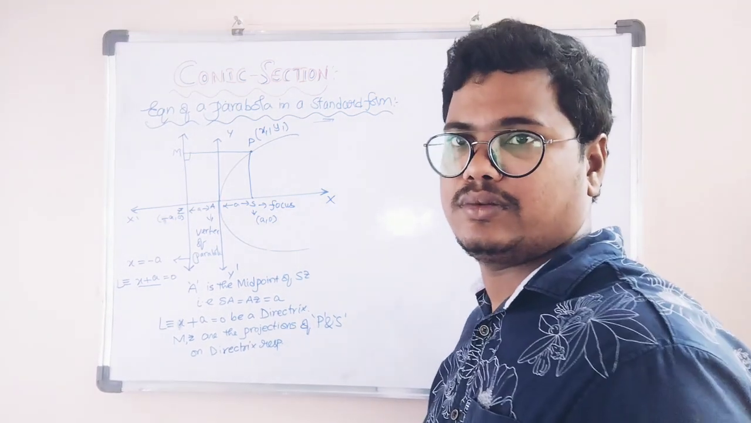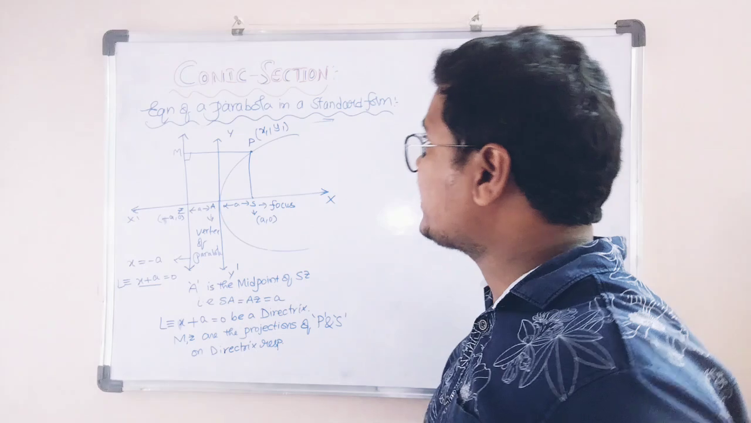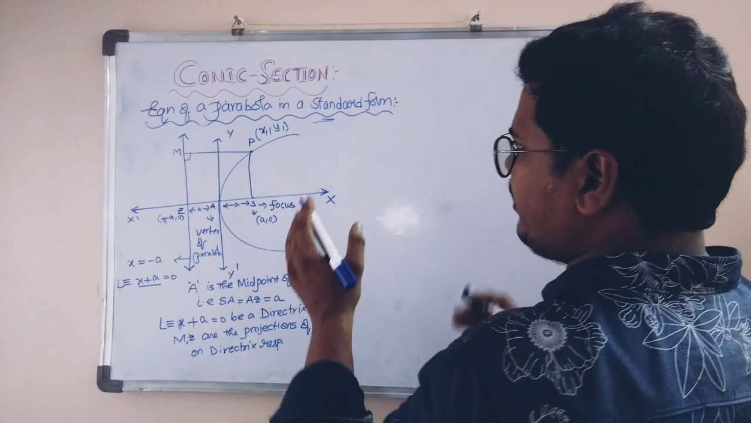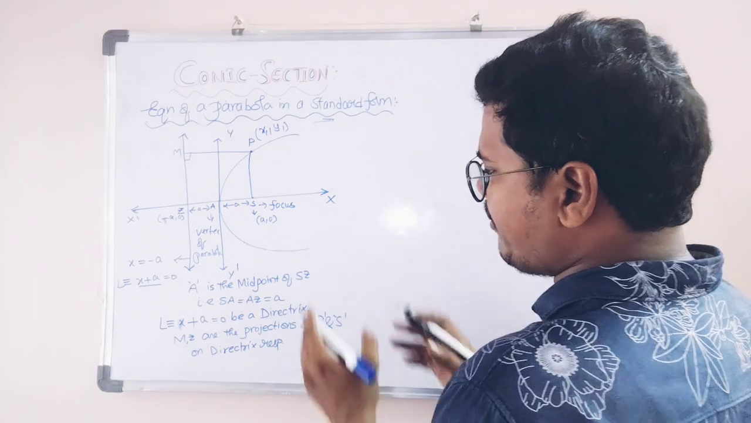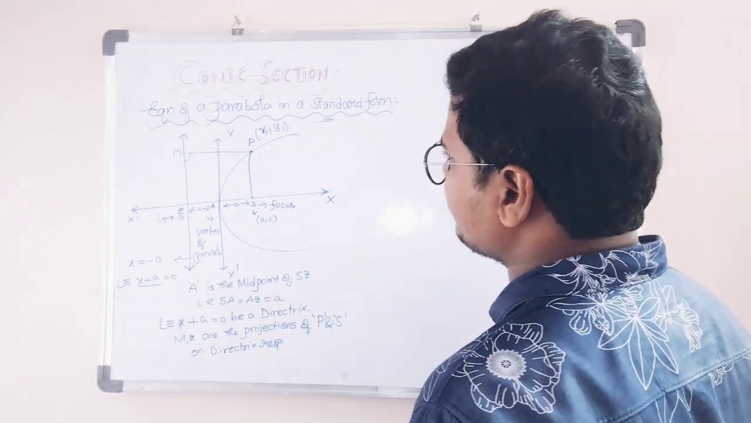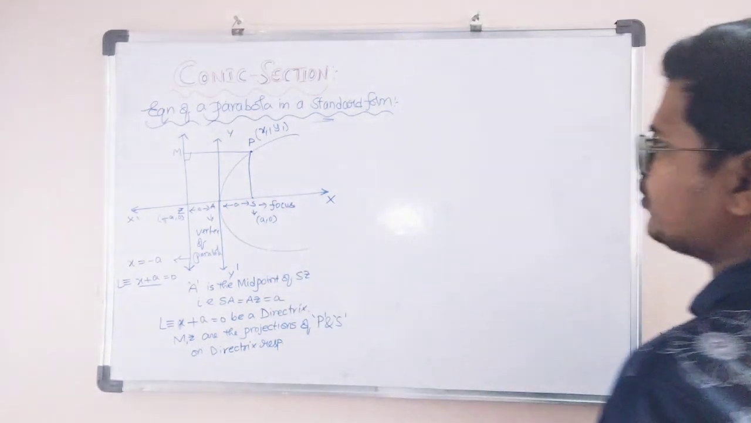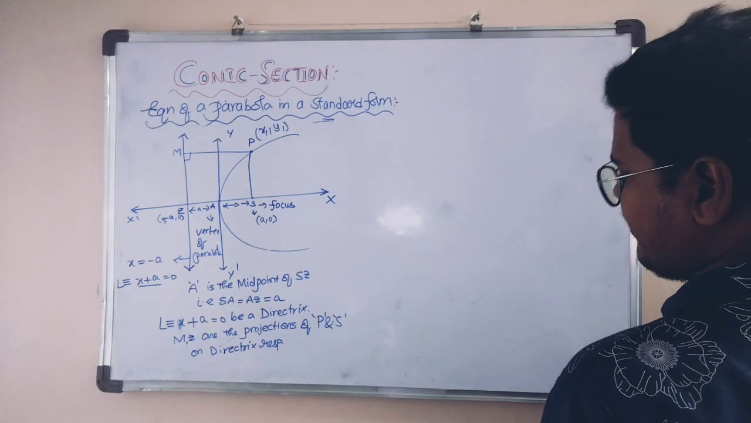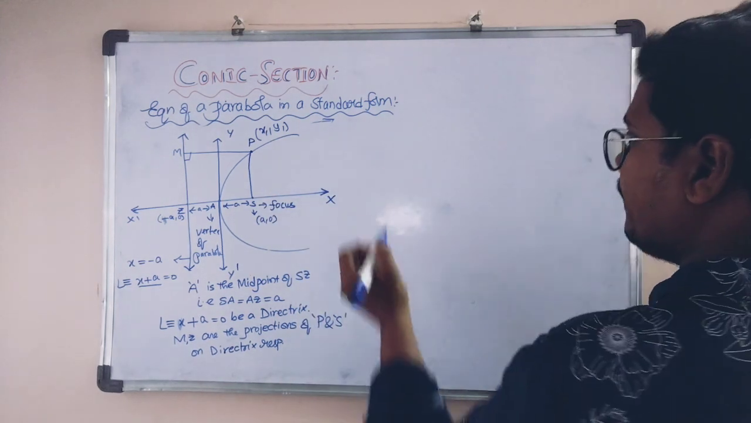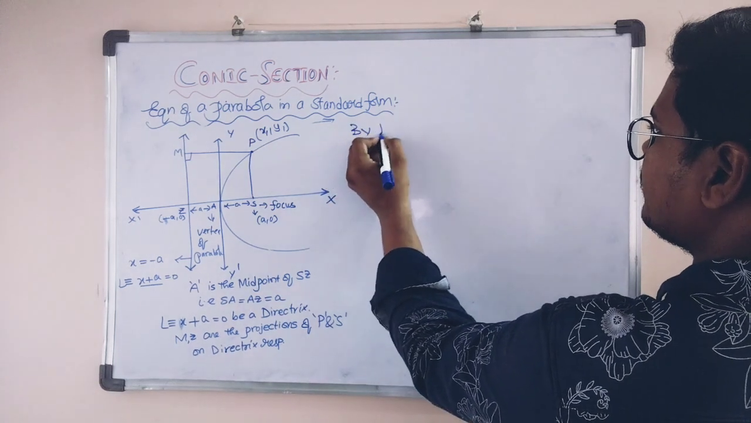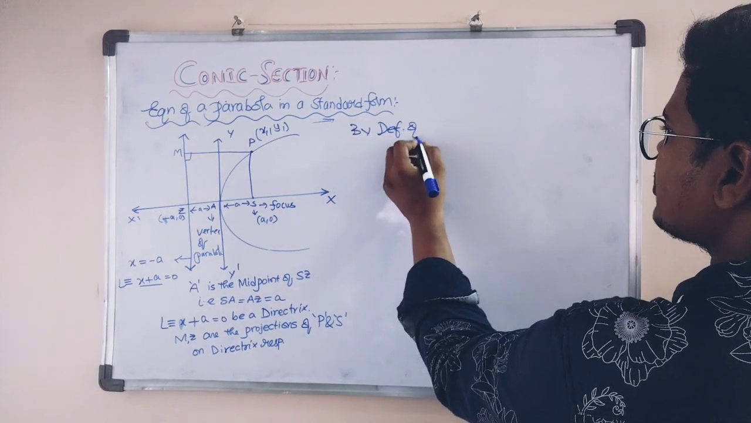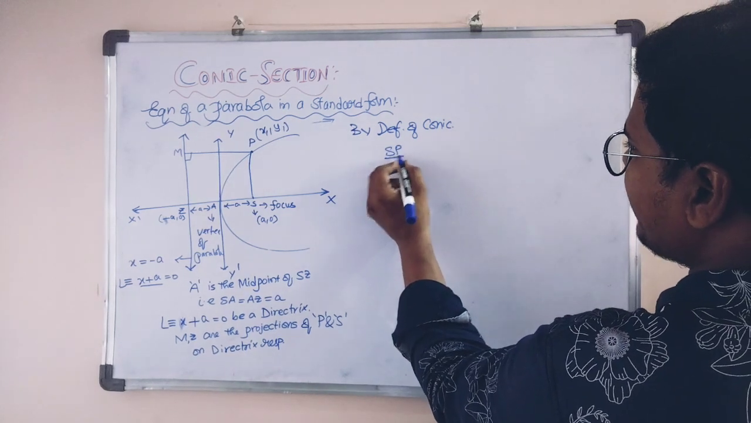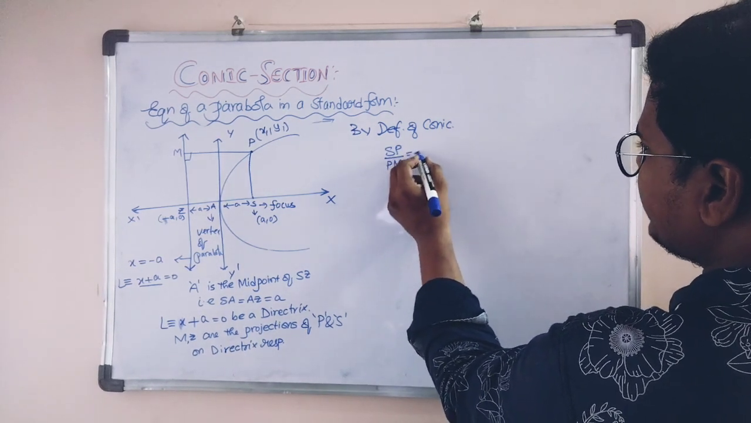And the next case, what we are going to discuss now. Yes, we have already briefed everything and mentioned each and every step, and let us move to the next level. By definition of conic, SP by PM equal to e.